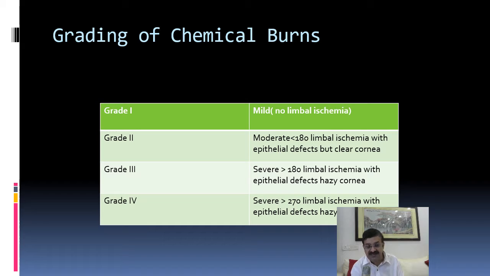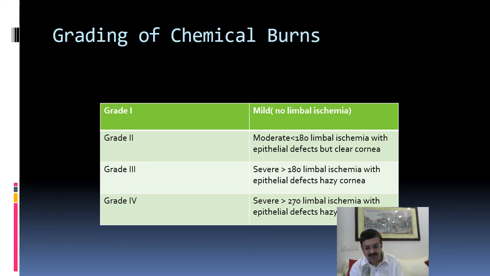Grade 3 is severe and it is more than 180 degrees, or half of the limbus. So limbal ischemia more than 180 degrees with epithelial defects and a hazy cornea. And grade 4, this is also severe. This is more than 270 degrees, that is more than 3/4 of the total 360 degrees of the limbus, and there are epithelial defects, a hazy cornea, and you might not be able to make out any details of the anterior chamber.